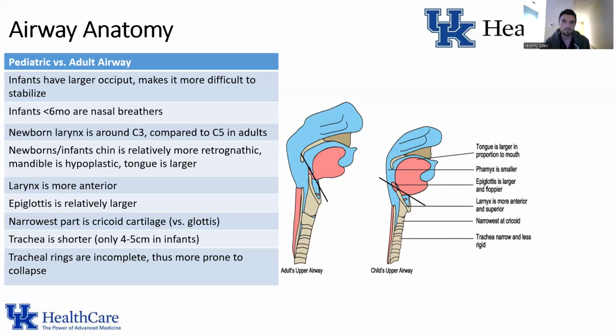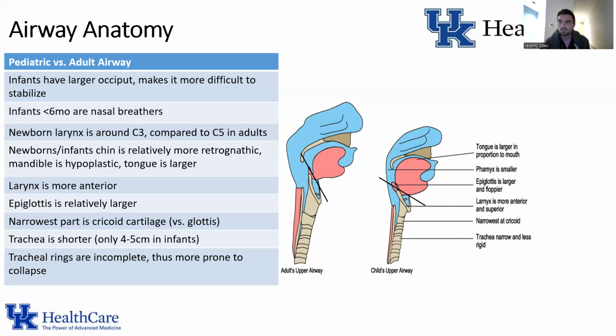And this is important because of the angle as well as the anterior nature of the airway. You'll see the angle here depicted on the right side, comparing the adult versus the child's upper airway. Point number 4, newborns and infants, their chin is relatively more retrognathic, meaning it's less prominent, it sits further back. That can make obtaining an effective view or performing bag valve mask ventilation more difficult.